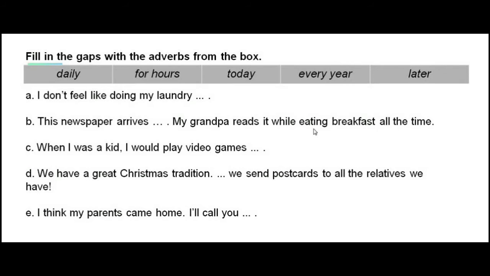Now, it's time for you to practice on your own. Read the following sentences and fill in the blanks with the adverbs from the box. Daily, for hours, today, every year, later. A. I don't feel like doing my laundry. B. This newspaper arrives. My grandpa reads it while eating breakfast all the time. C. When I was a kid, I would play video games. D. We had a great Christmas tradition. We sent postcards to all the relatives we have. E. I think my parents came home. I'll call you.